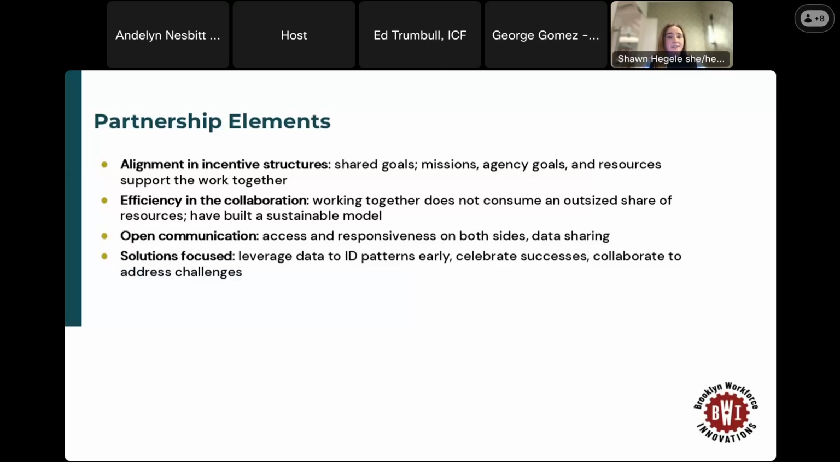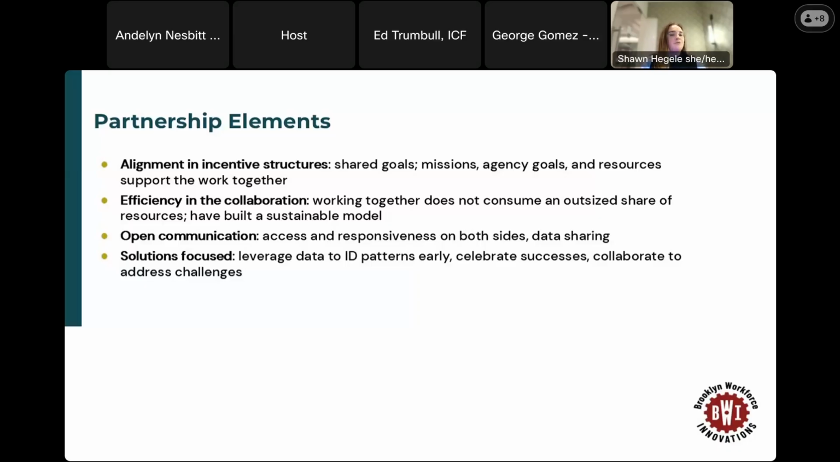There's a lot of efficiency in our collaboration too. And what I mean by that is we obviously have open conversations and open communication and data sharing with NYCHA. But the amount of resources that the collaboration itself takes is really efficient relative to the benefit that comes out on the other side.